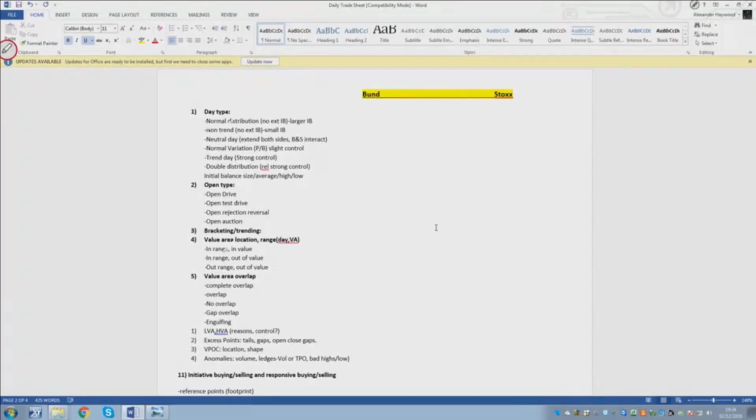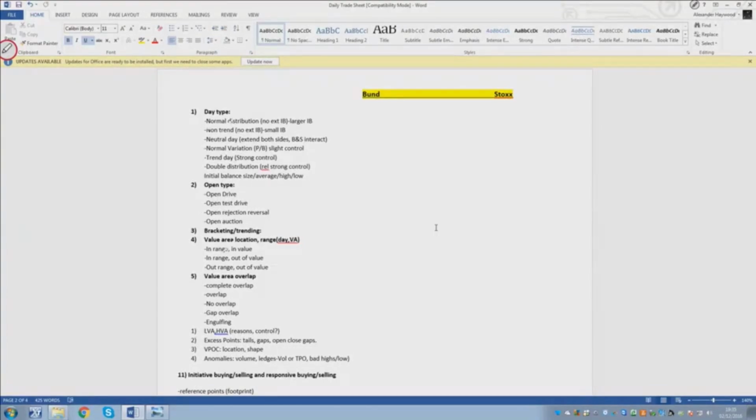And then we're going to talk about some of the key identifiers, the control identifiers like low volume areas or high volume areas, excess points in the previous days like tails, gaps, open, close gaps, volume point of control, what location is, what shape is it? Is it protruding? Are there a number of prices that could have been the volume point of control? And then any of the anomalies we could have seen over the previous day.